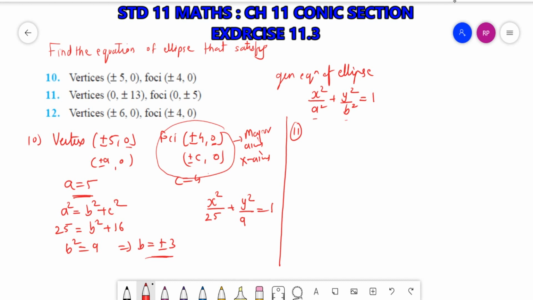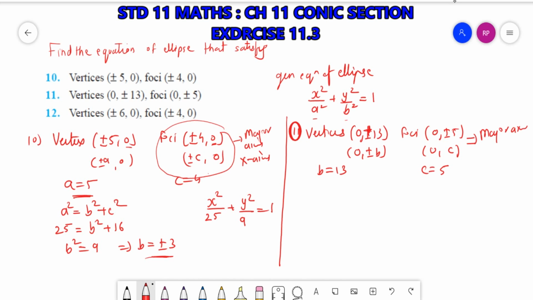Now let's see 11. Here it's given vertices are 0, plus minus 13, and foci 0, plus minus 5. Now the 0, plus minus 13, so I can compare with 0, plus minus b, so I will get b equal to 13. Now foci, when I compare with 0, c, I will get c equal to 5. So what does this mean? Now see, 0, c means the major axis is y-axis. So the equation will be b square equal to a square plus c square. Remember, if x-axis is the major axis, then a square will be equal to b square plus c square. So b square, that is 13 square 169, equal to a square plus c square, that is 25. So a square is equal to 169 minus 25, that is 144. So a is equal to 12.